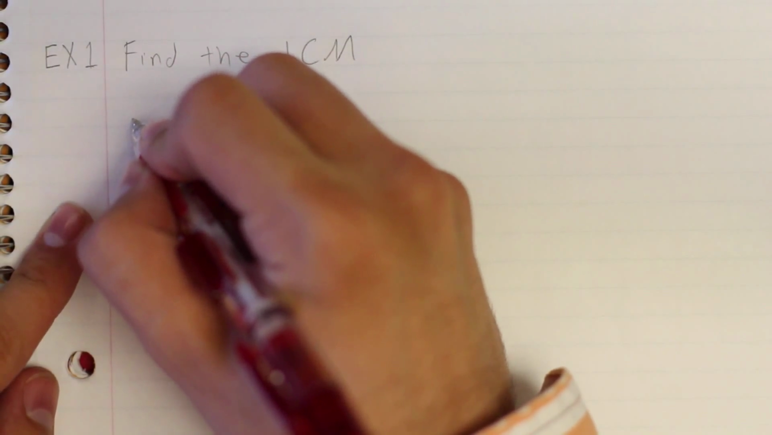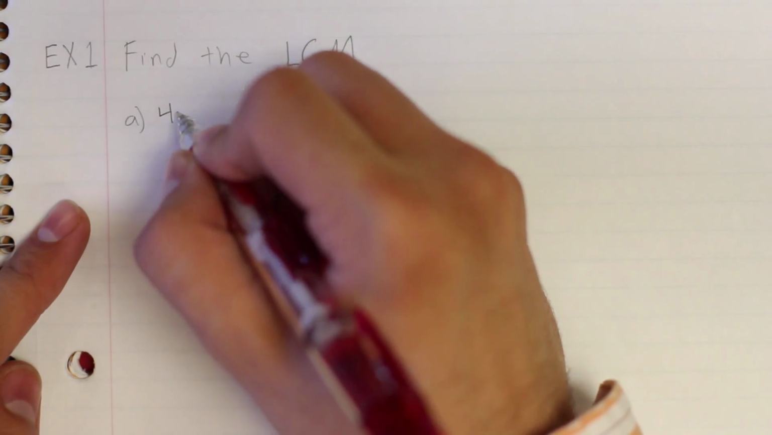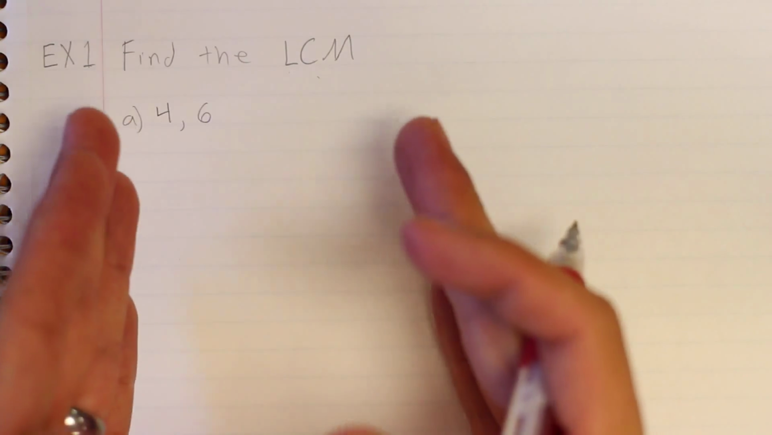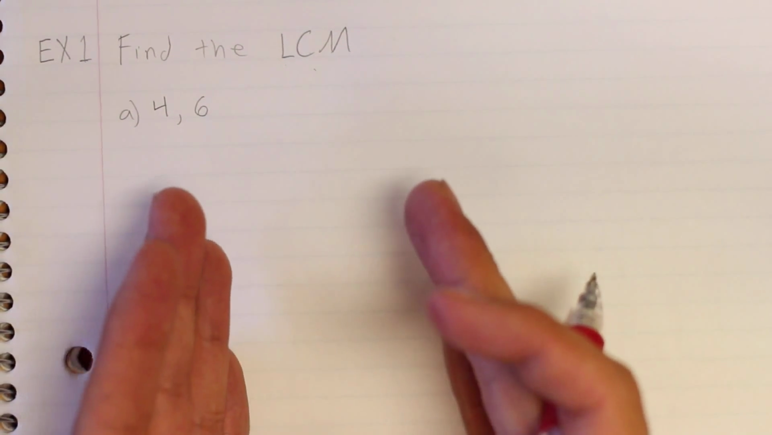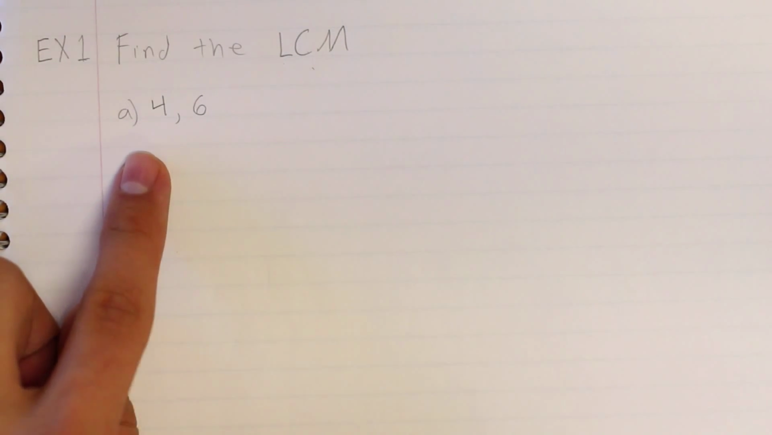So let's take a look at our A example. Our A example is going to be 4, 6. You do need to separate that by a comma, and I don't want you to mistake that for 46. It's a 4 and 6. So the question is, what is the least common multiple of 4 and 6? Let's break down what this means. Least means smallest. Common, we're referring to what they both have in common. Multiple is a multiple of that number.